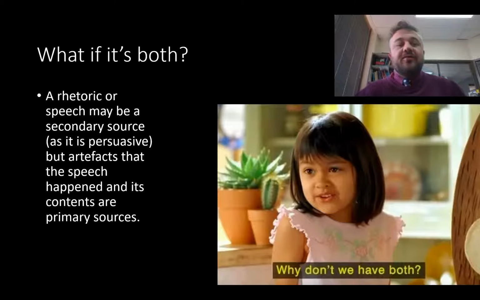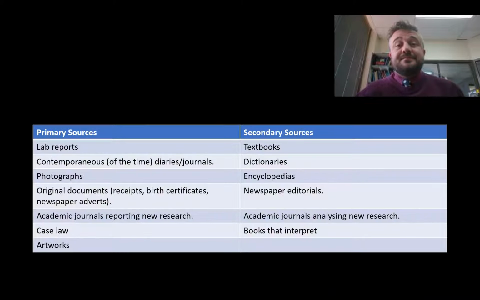So what if something is both, right? A rhetoric or a speech, right? So someone's standing up and they're giving a great speech to encourage you to do X. Now, this is an artifact of a moment, of a thing. So any recordings of this, transcripts of what was said, these are primary sources. But the speech itself, as it's a rhetoric, it's an analysis of something, that's a secondary source. So things can be both, and it just depends on how we're using them, how we're accessing them.